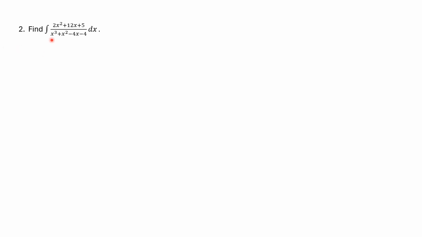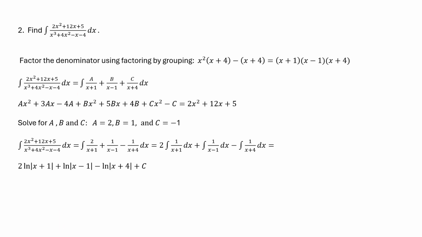Okay, now we're going to find the integral of 2x squared plus 12x plus 5 over x cubed plus 4x squared minus x minus 4 dx. One thing you might remember, and it's worth being aware of this, is that calculus is easy. It's having to go back and use any math technique from algebra or trig that you know. So we're going to have to factor x cubed plus 4x squared minus x minus 4. And we would do that by grouping.